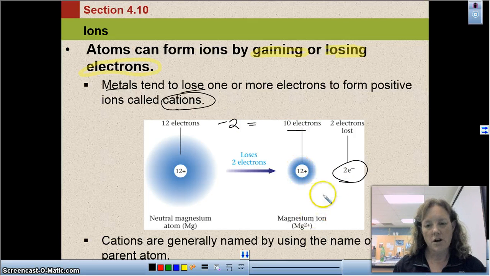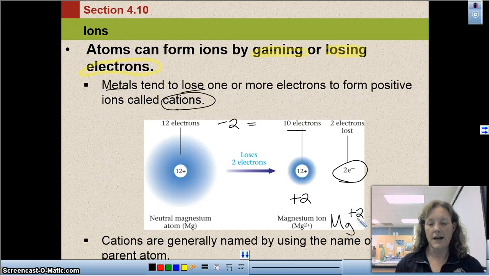So what's the overall charge going to be? Well, here we have an overall charge of 0 because there's 12 minuses and 12 pluses. Here we have 12 pluses and 10 minuses, so our overall charge is plus 2. And that's how we write it, magnesium with plus 2 at the top. This positive sign right here shows you that you've lost electrons and it's formed a cation.